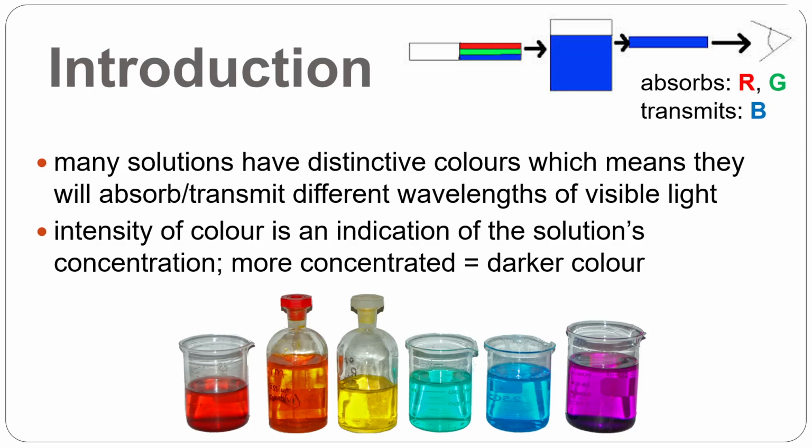Now the intensity of the color is usually an indication of how concentrated it is, which should make some logical sense. The more of it we dissolve, the darker it should be. And the less of it we dissolve, the lighter it should be in its color. And so that spectrophotometer is going to tell us what light transmits and also how much of it transmits.